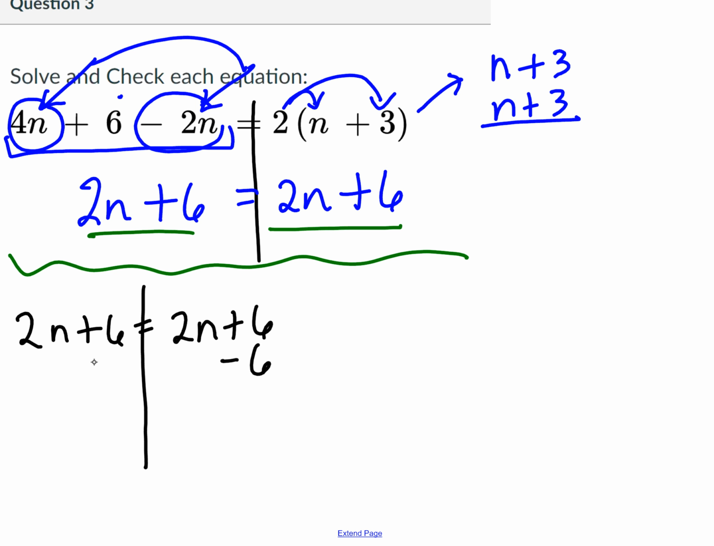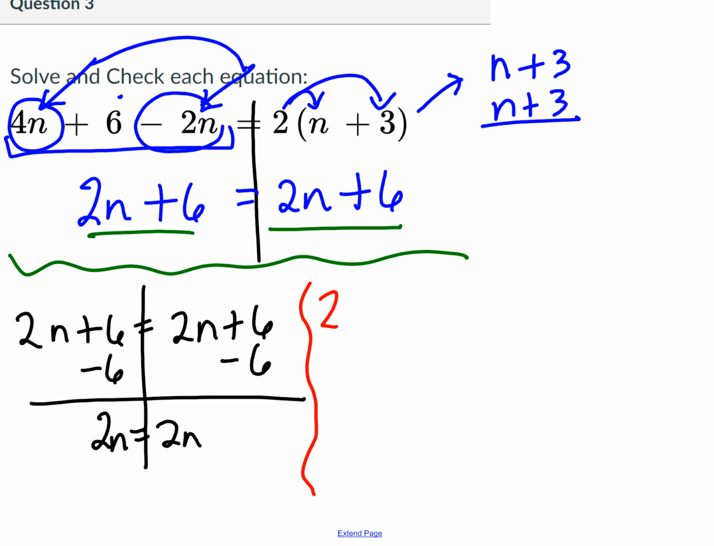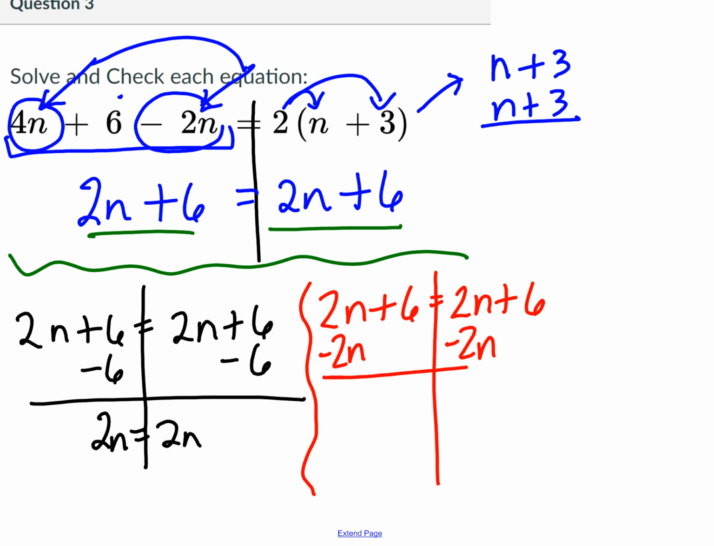So I had some people who started out subtracting 6 from both sides, and then they ended up with 2n equals 2n, and then they stopped. They weren't quite sure what to do with it at that point. I also had people who decided that they were going to subtract 2n from both sides, which is great, get the variables together. And what happened, that left them with 6 equals 6.